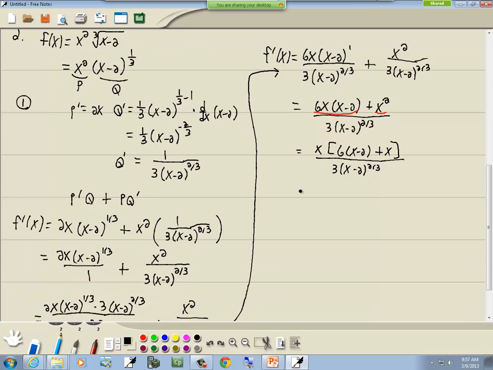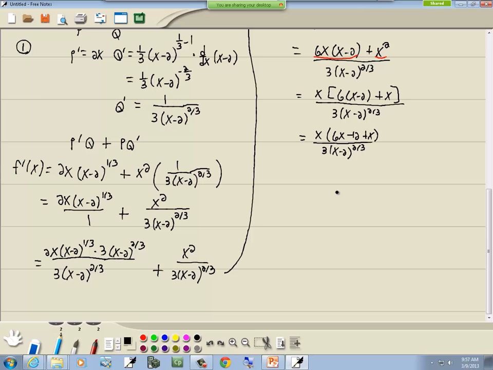Then I got x times 6 times x is 6x. 6 times negative 2 is negative 12 plus x over this. Which gives us 7x minus 12 inside the parentheses. Okay, now we're ready for step 2.